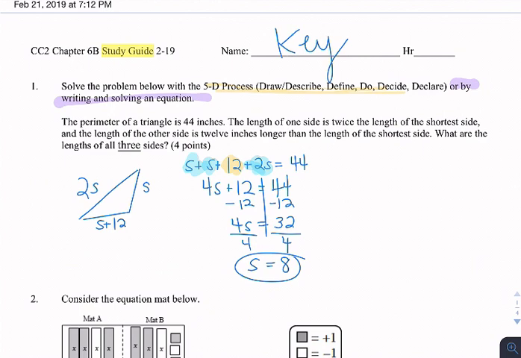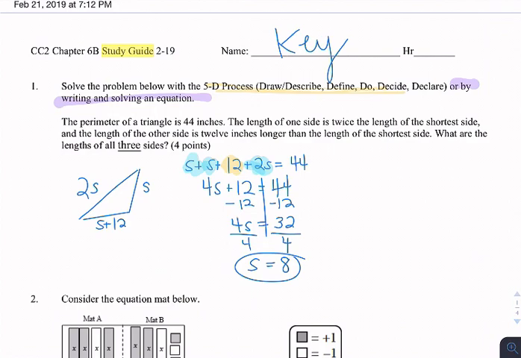And here's our problem. The perimeter of a triangle is 44 inches. The length of one side is twice the length of the shortest side, and the length of the other side is 12 inches longer than the length of the shortest side. What are the lengths of all three sides?